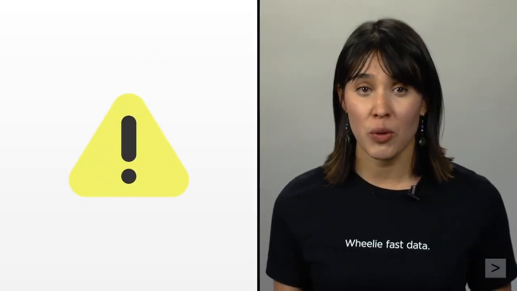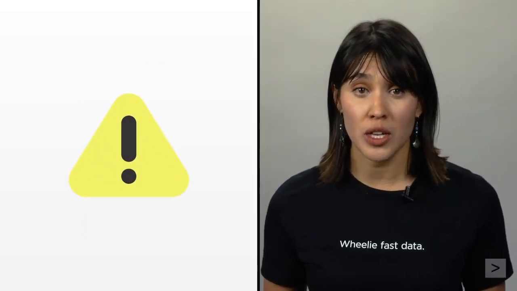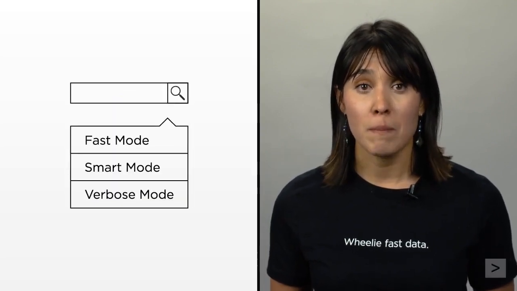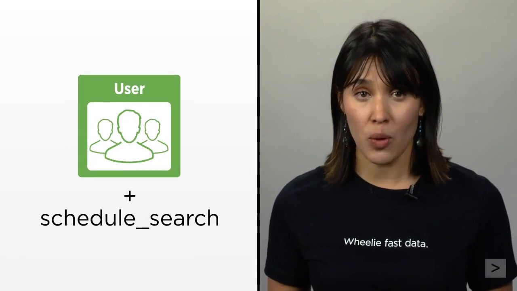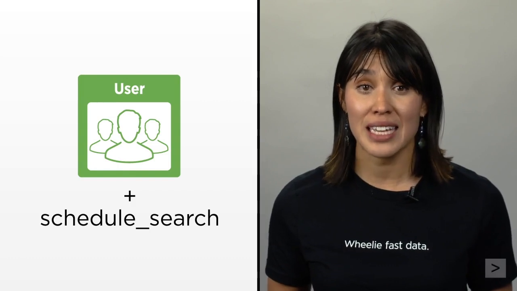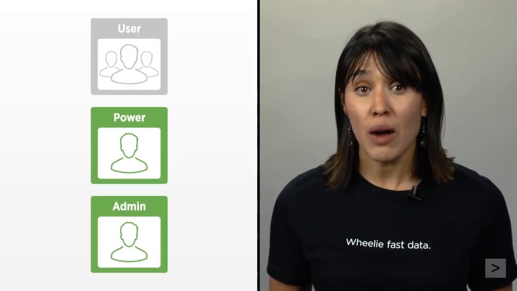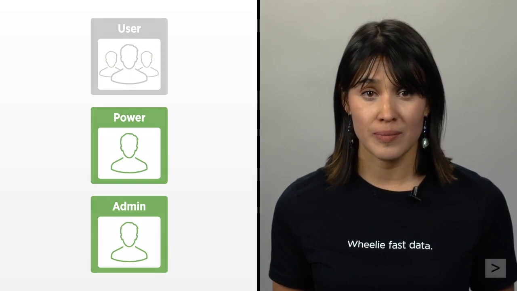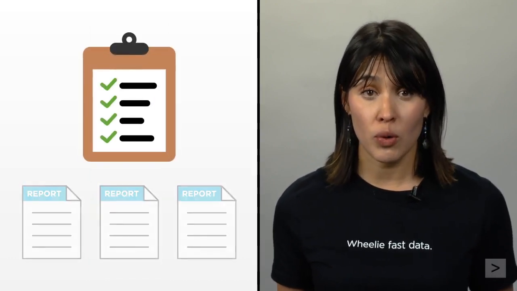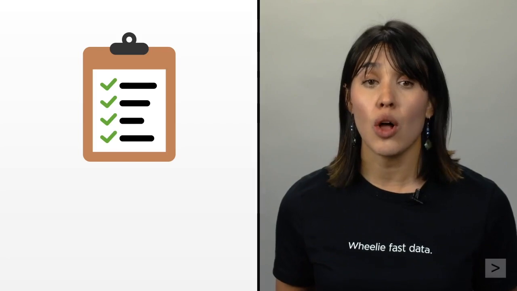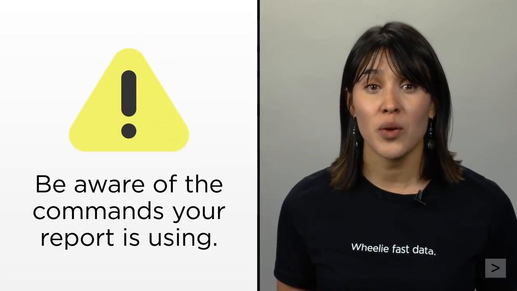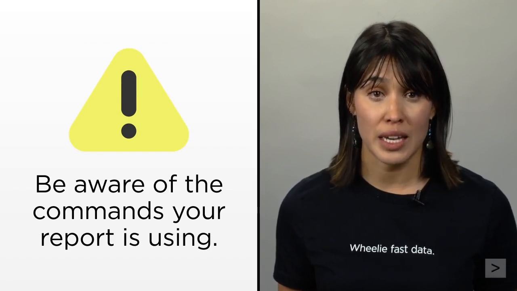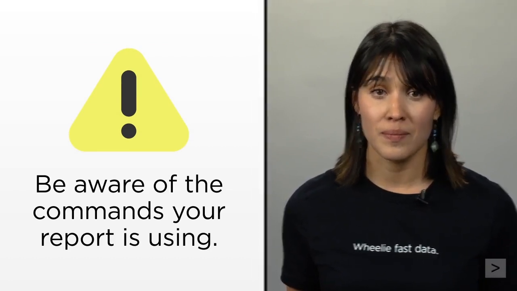Before you can accelerate a report, there are a few rules you need to follow and some items to be aware of. The search mode for the report must be set to either smart or fast. To accelerate a report, users must have the schedule search privilege. The power user role has this by default. If you delete all reports that use a summary, the summary will also be deleted. Most importantly, you need to be aware of the commands your report is using to be able to accelerate them.